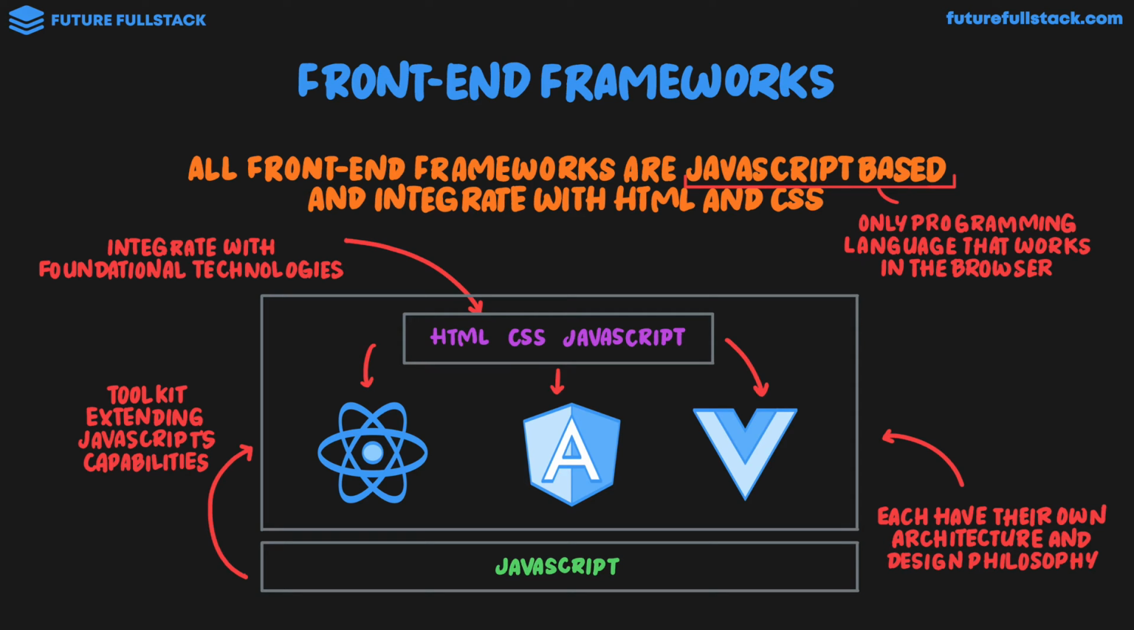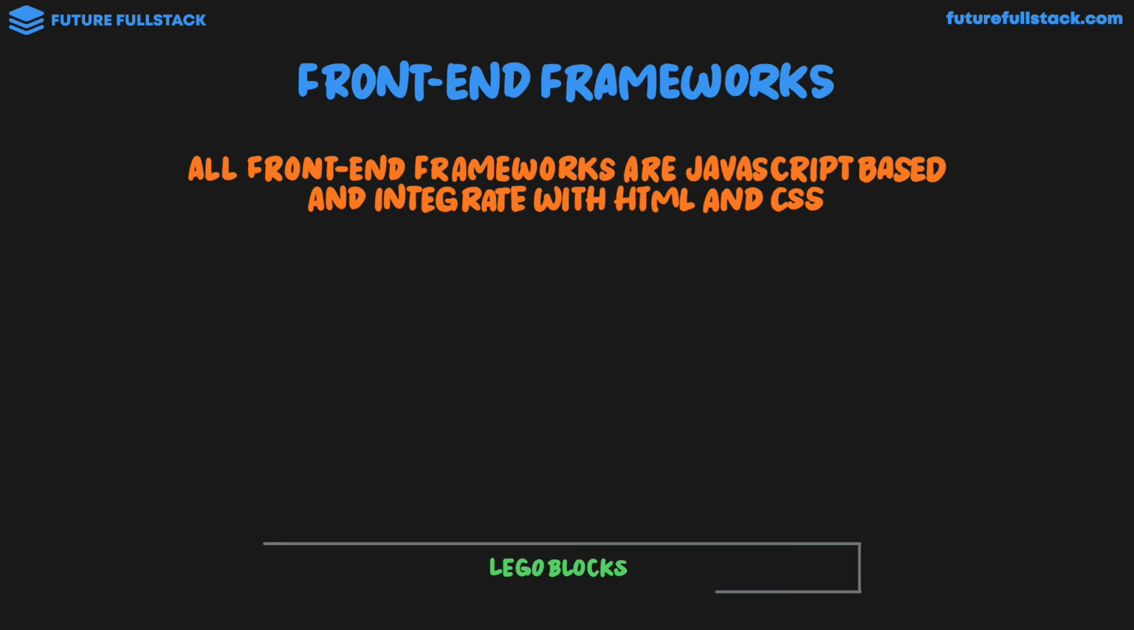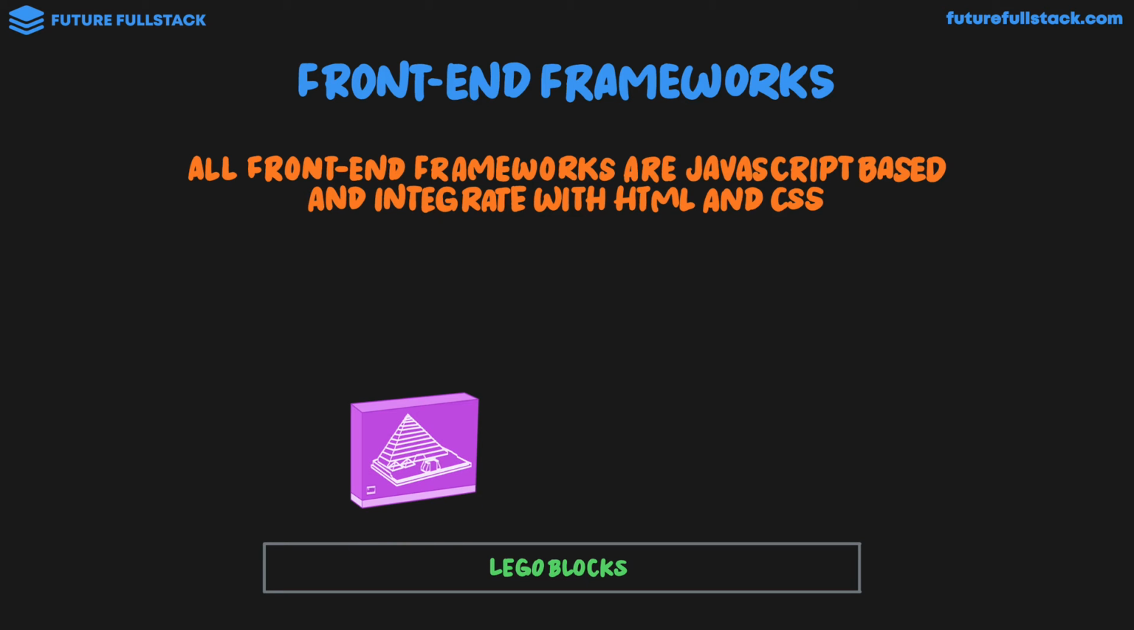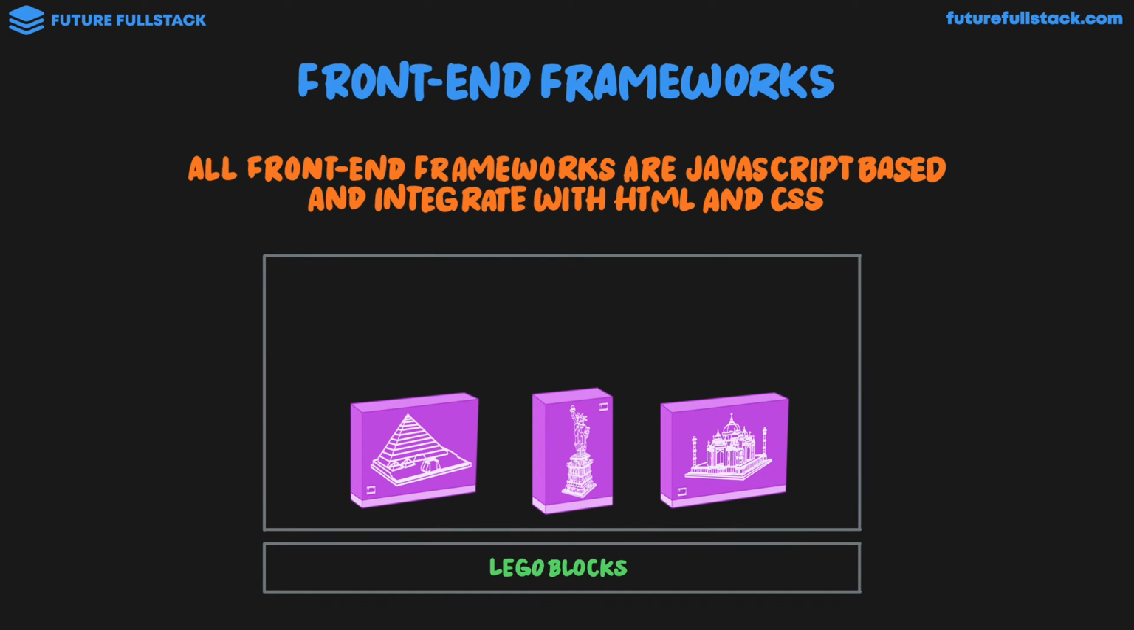I want to look at an analogy of this, and this one took me 3 days to come up with, so please show me some love or hate in the comments. We're talking about Lego. The Lego block is a foundational component of all Lego creations. As you know, you can buy different Lego sets, like the pyramids, or the Statue of Liberty, and the Taj Mahal. They are like a front-end framework, a pre-existing toolkit of parts and instructions to build something great.